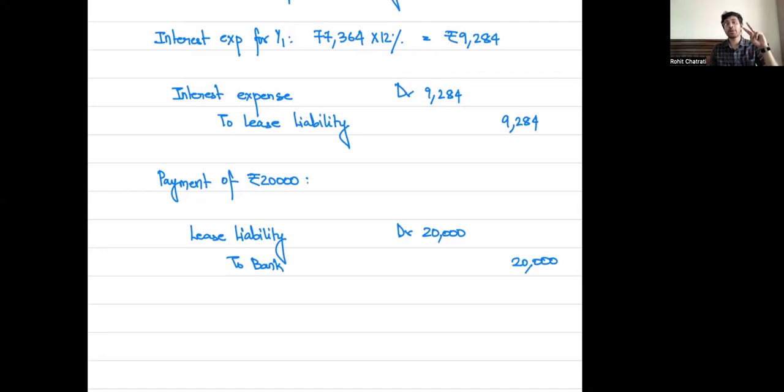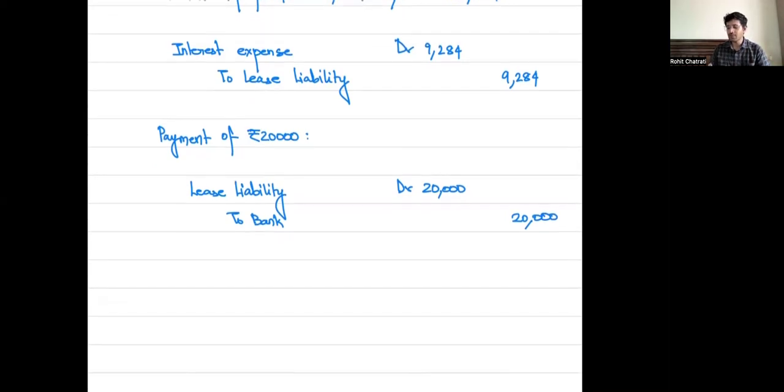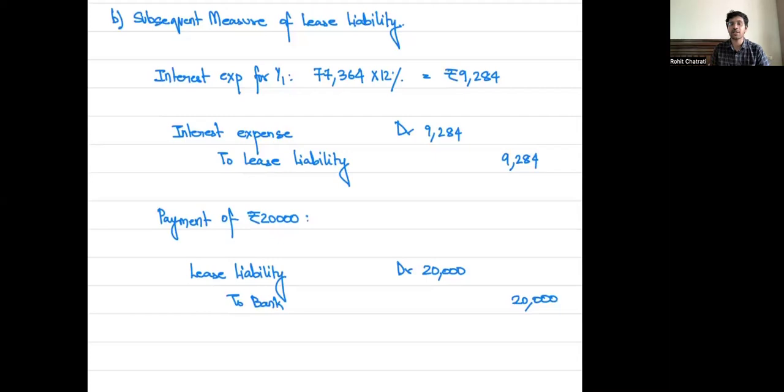So there are going to be two journal entries with regards to lease. One is recognition of interest expense. The other is the payment reducing lease liability. You started the year with a lease liability of 77,364. You then increased your lease liability by 9,284, and finally decreased your liability by 20,000. So what is the balance that is going to be outstanding at the end of year one?